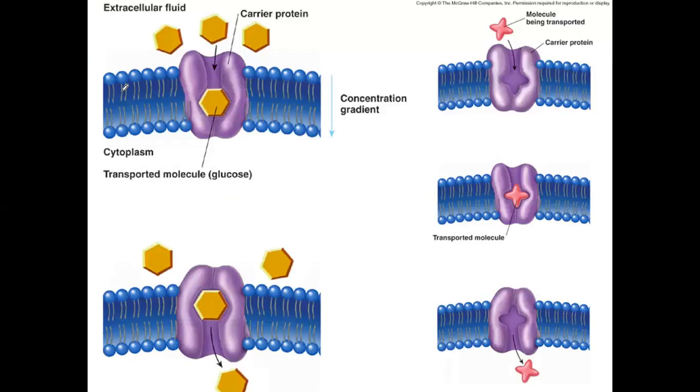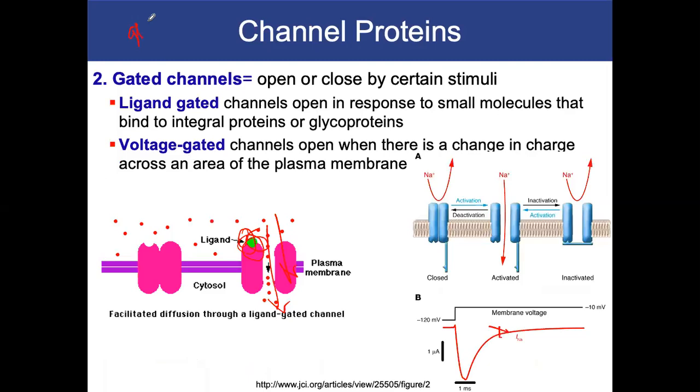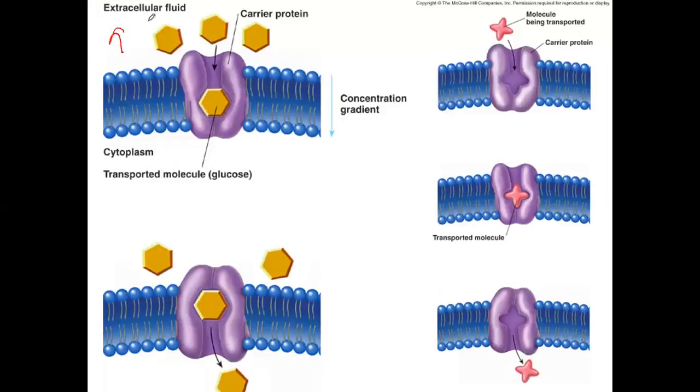Okay, so on the left-hand side, this would be glucose. So glucose is going to bind to the carrier protein, and then the carrier protein is going to kick it out on the other side. Notice we're not using ATP, so this is passive. You're still going from high glucose.